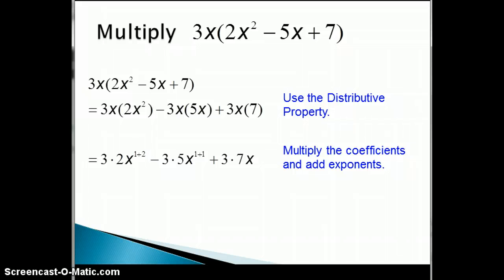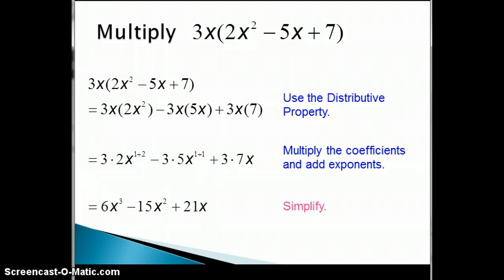Then going on to the next term, we have 3x times 5x, so we multiply the coefficients, 3 and 5. And then we multiply the x's together, and the exponents on both of those are 1s, so we're going to add 1 plus 1 to get the exponent on that x. Then for the last term, we multiply the coefficients of 3 and 7 together, and then we have just a single x left over.